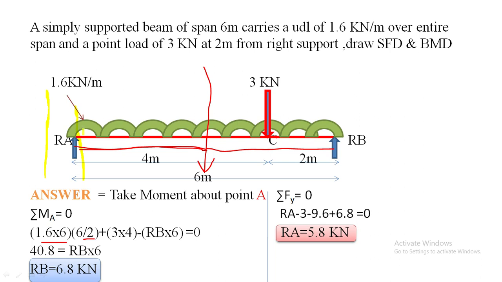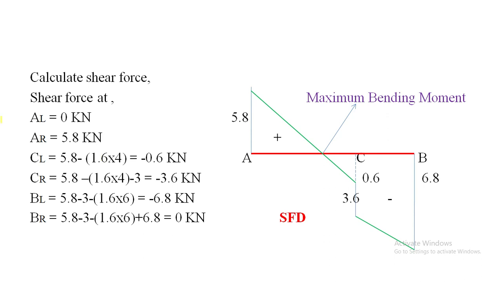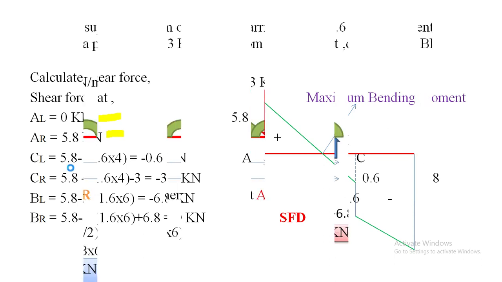So there is no UDL present. So now look left of the A. In the section line, only RA is present, which is going in upward direction, that is 5.8 kilonewton. This is 5.8 kilonewton. Then next, C of left, 5.8 minus 1.6 into 4 is equal to minus 0.6 kilonewton.